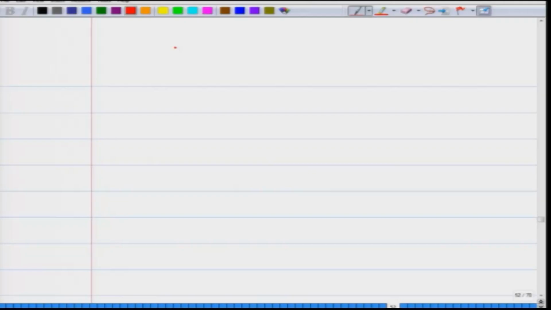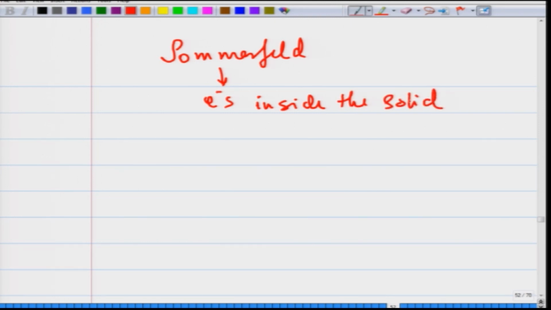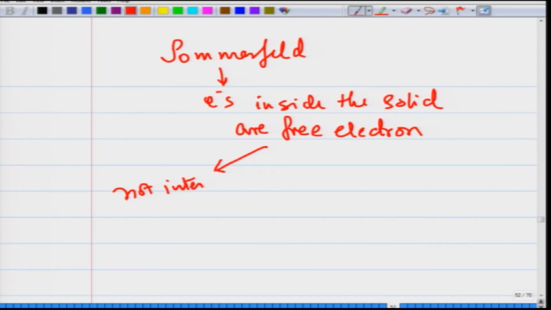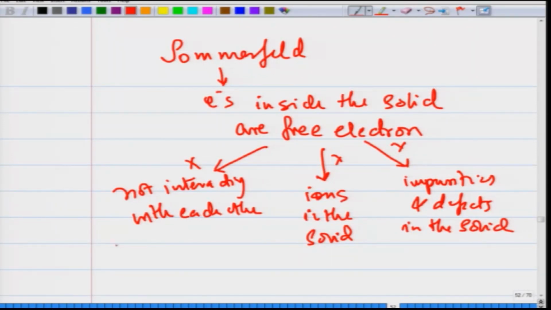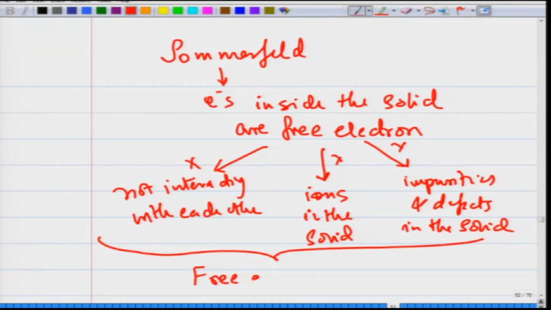So now let us try and find out what are the energy states which are available inside a three-dimensional metal. And this was the model proposed by Sommerfeld. Sommerfeld proposed that the electrons inside the solid are free electrons, namely they are not interacting with each other, they are not interacting with ions in the solid, and neither are they interacting with impurities and defects in the solid. So for all practical purposes, the electron inside a solid is a free electron.